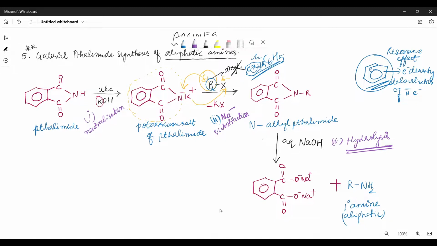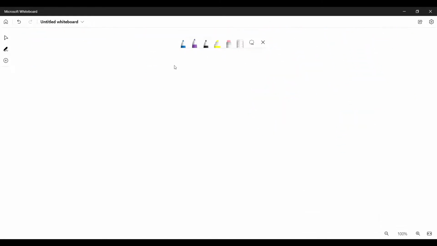I hope it is clear. With that, moving to the sixth reaction. It is called Hoffmann's bromamide degradation reaction. Hoffmann's bromamide degradation reaction. So as the name suggests, bro means bromine should be there. That is how you can remember the reaction.